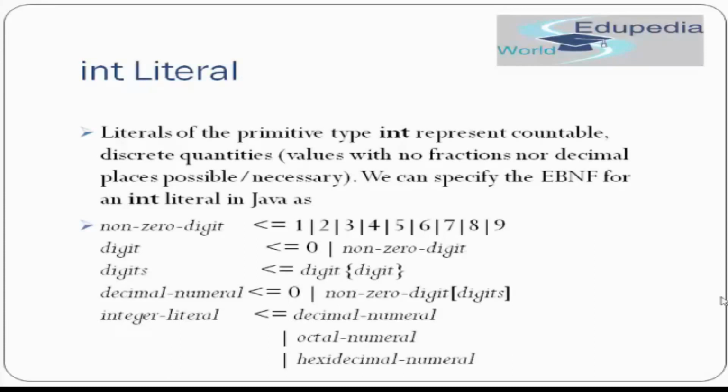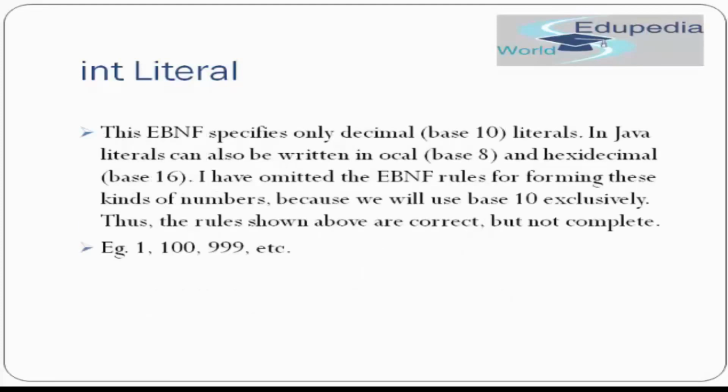Firstly, int literal. The literal of the primitive type int represents countable, discrete quantities, values with no fraction or decimal places possible or necessary. We can specify the EBNF of int literal in this formation. In this formation, you can see it includes non-zero digits from 1 to 9. Then it also includes the 0 digit, and then it also has decimal numerals. It also has integer literal, which can be a decimal numeral, an octal numeral, or a hexadecimal numeral.